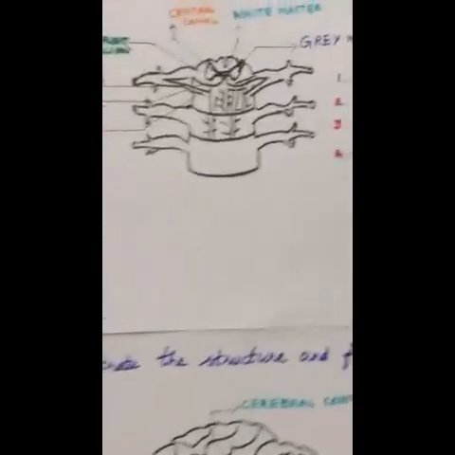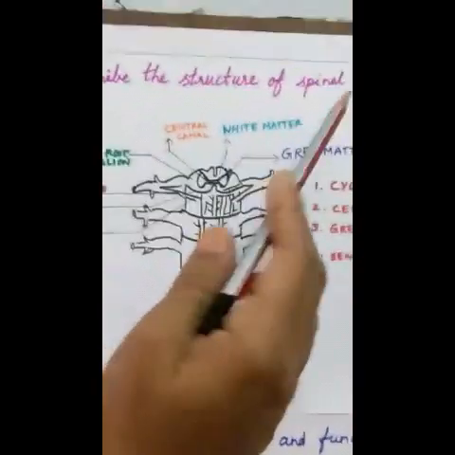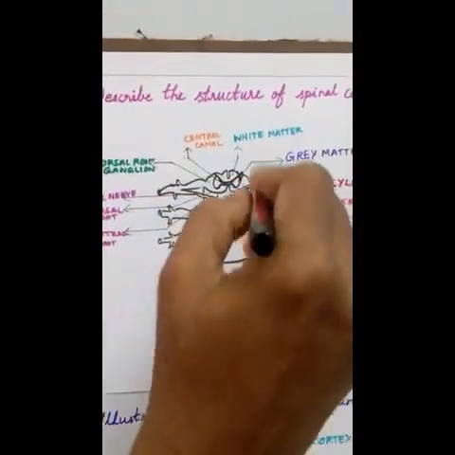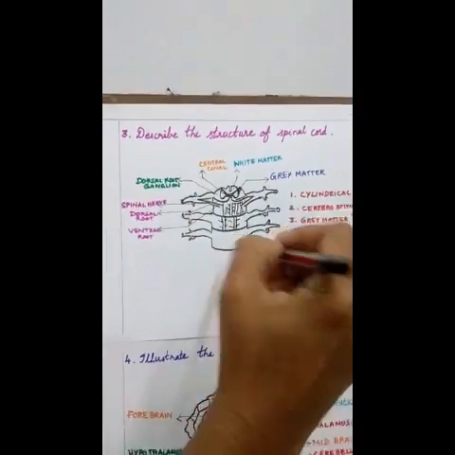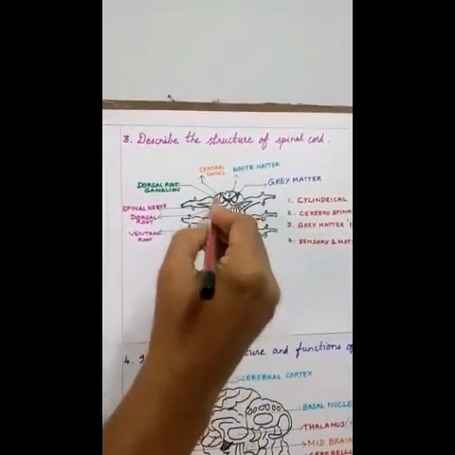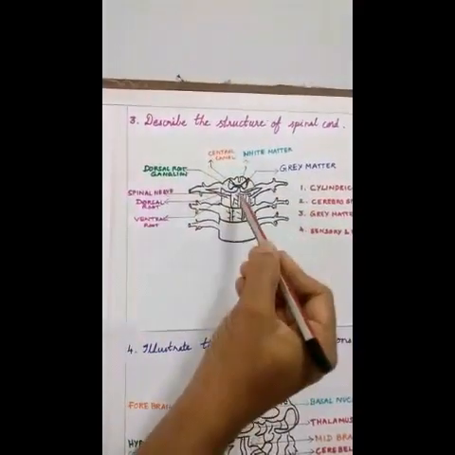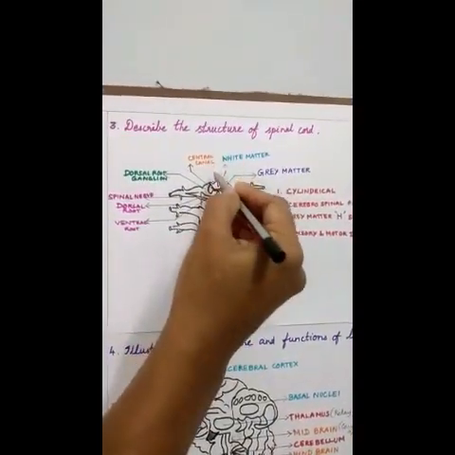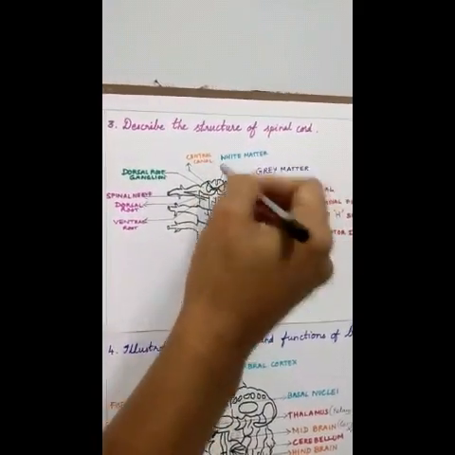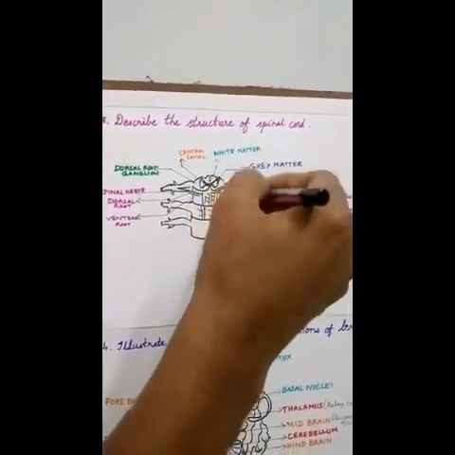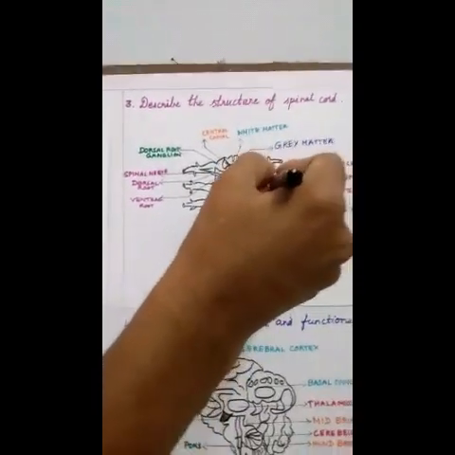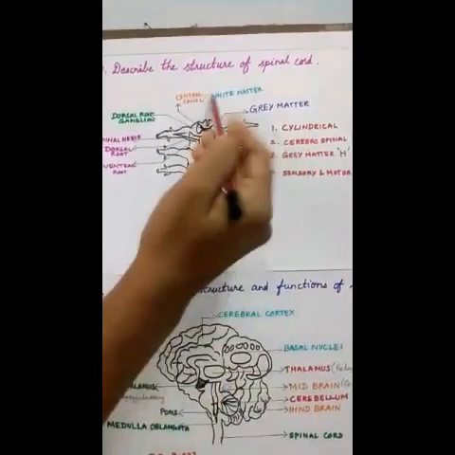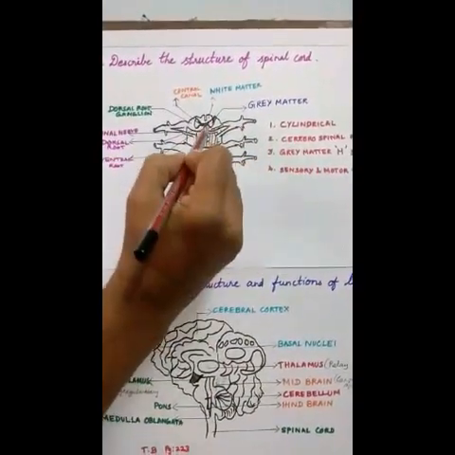Third question, describe the structure of the spinal cord. First you write the shape. Spinal cord is cylindrical in shape. It lies in the vertebral column. It extends from the lower end of the medulla oblongata up to the first lumbar vertebra.